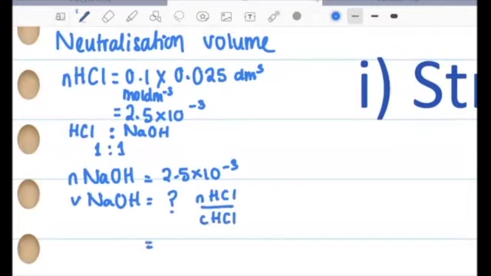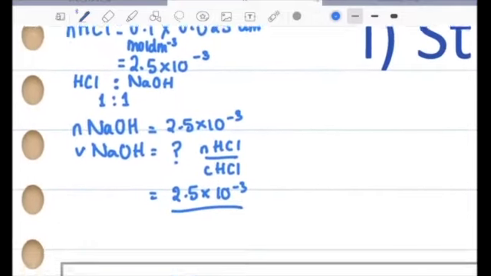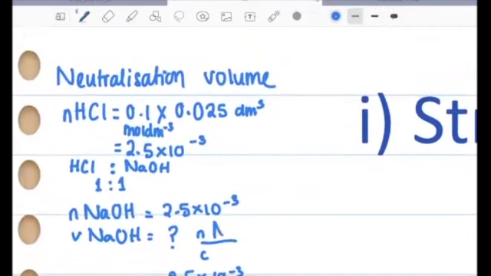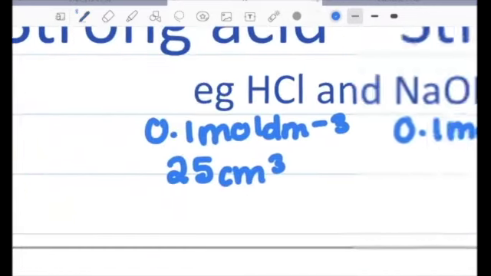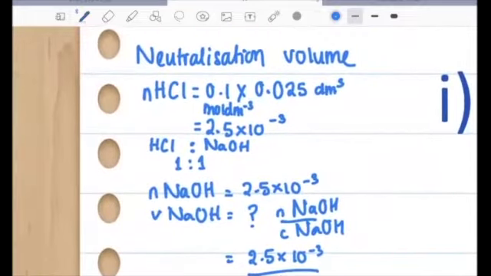And we know that our number of moles is the same as HCl, divided by the, why am I using HCl? It should be the number of moles of sodium hydroxide over the concentration of sodium hydroxide. In this case, our concentration is 0.1. Okay, so you should get 0.025 dm cube, which is 25 centimeter cube. Okay, it's the same thing.